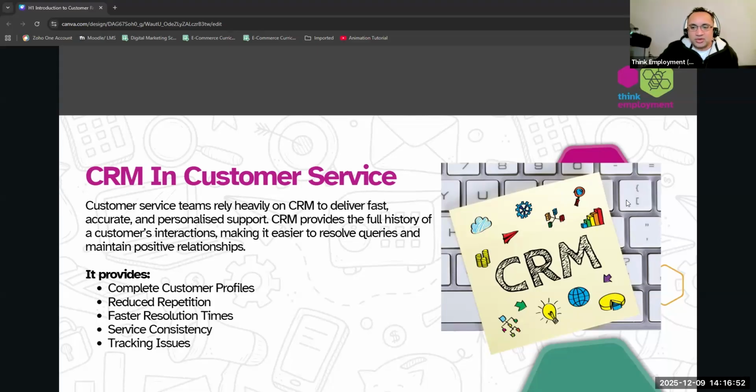So you can think of how frustrating it is when you phone a company and have to explain the same thing again and again. With CRMs, it prevents that. Customer service teams can see every interaction, making a response quicker and more personalized.